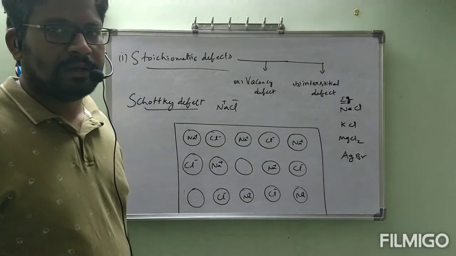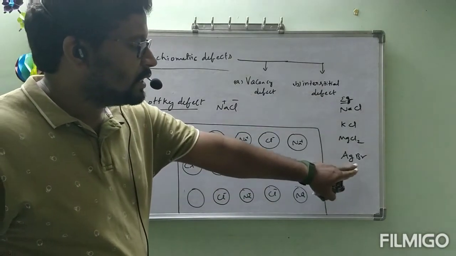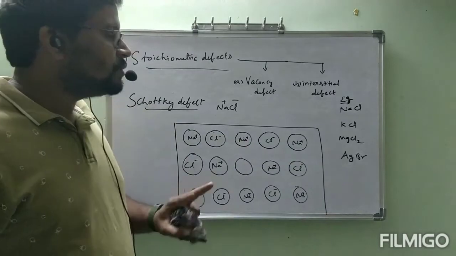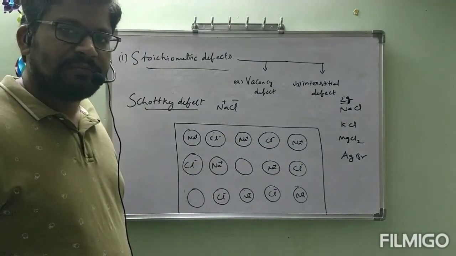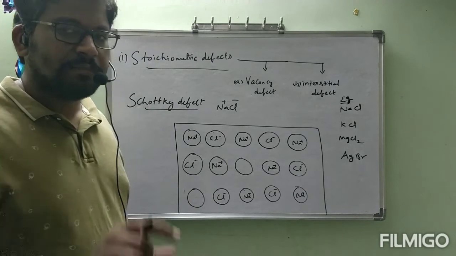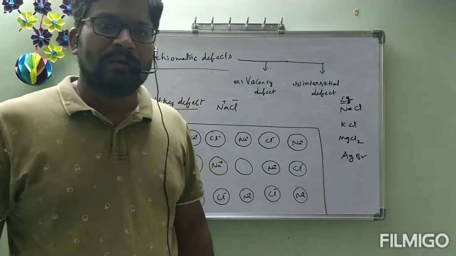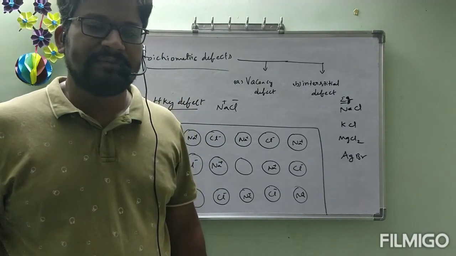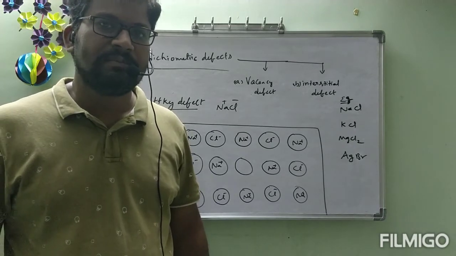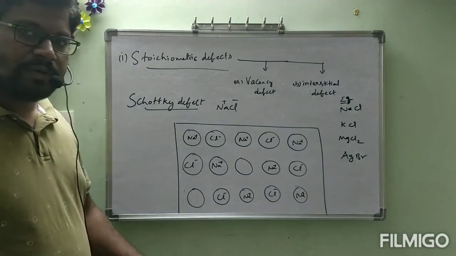Next example, just observe. In AgBr, we can observe both types of defects, Schottky defect as well as Frenkel defect also. That is an important point, note it down. In AgBr, we can observe both Frenkel defect and Schottky defect. Make it a note point. I hope you are clear.